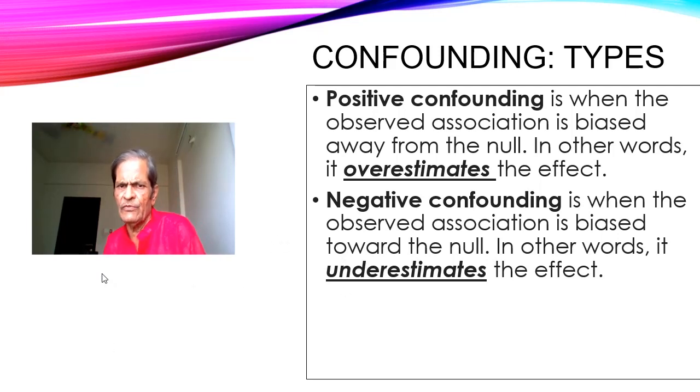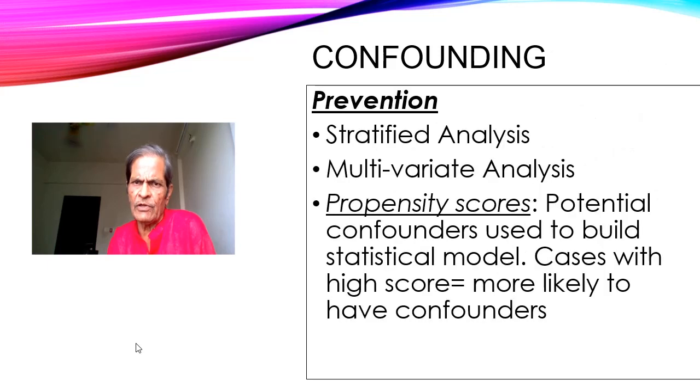A negative confounding is when the observed association is biased towards the null. So there are more chances of accepting the null even though it is false, and type 2 error will occur. In other words, it underestimates the effect. So confounding could be overestimating, or confounding could be underestimating the effect. Confounding could be away from the null, or towards the null. And that will depend on the relationship between the exposure and outcome and what the confounding factor is. So depending on that, whether it is a positive confounding or negative confounding will be decided.